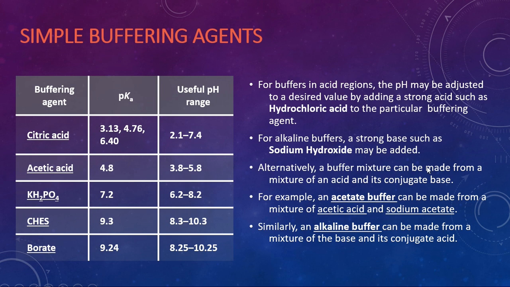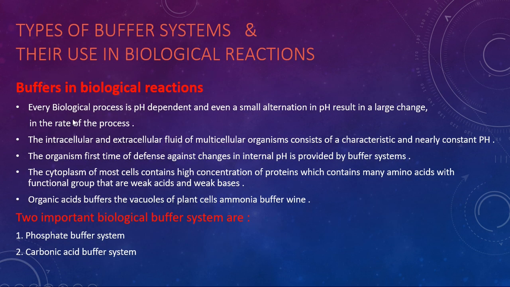Alternatively, a buffer mixture can be made from a mixture of an acid and its conjugate base. An example is the acetate buffer, which can be made from the mixture of acetic acid and sodium acetate. Similarly, an alkaline buffer can be prepared by using its base and its conjugate acid. So that's how the buffering agents that in general we use to maintain the pH of the concerned solutions are made. Okay.